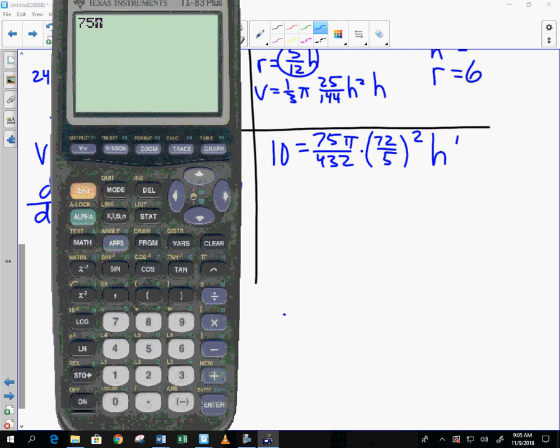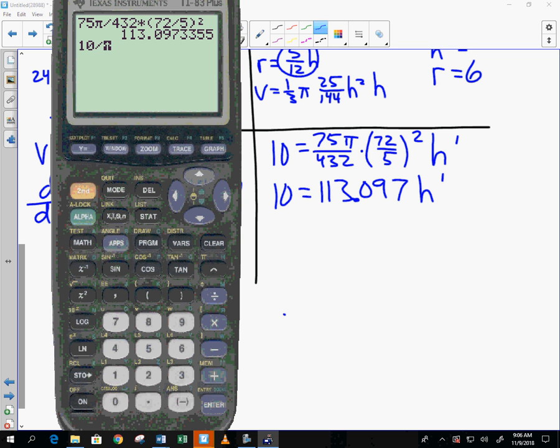75 times pi divided by 432 times 72 divided by 5 quantity squared. So it looks like I get 113.097 that sits in front of that h prime. So 10 equals 113.097. That's what sits in front of h prime. Now what? Divided by 10, right? So 10 divided by the answer, and I get 0.088. 0.088 what? Feet per minute.